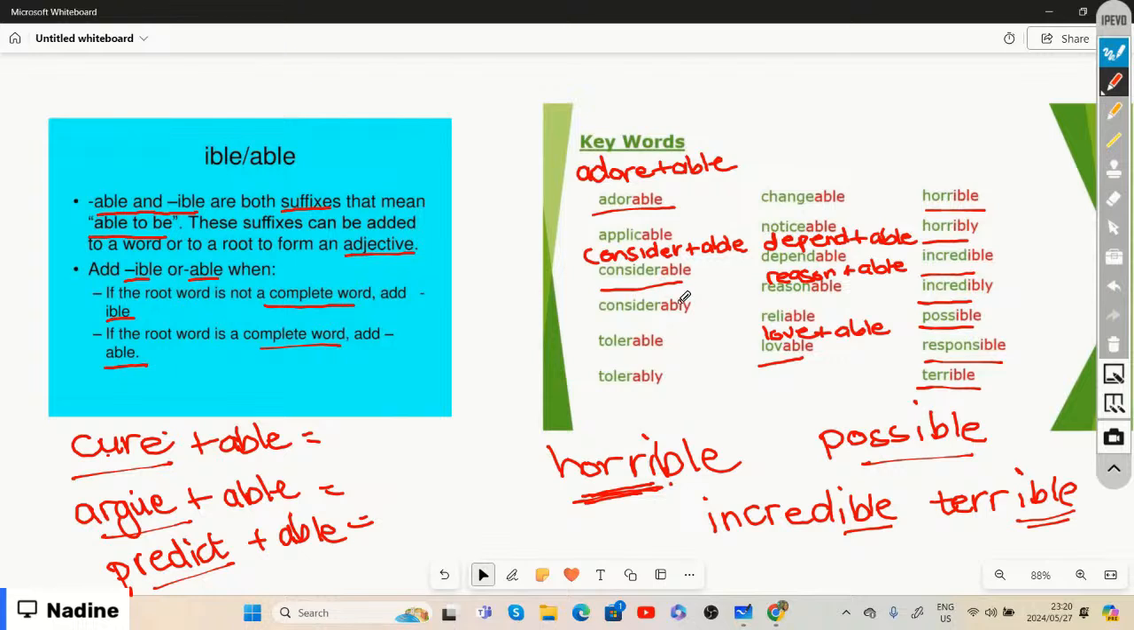The same with noticeable. Notice plus able. Notice plus able is noticeable. And then we have change plus able is changeable.